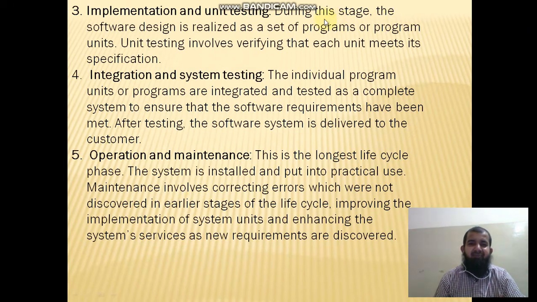During this stage, implementation and unit testing, the software design is realized as a set of programs or program units. By using programming languages like Java, .NET, or any other programming language, you write the code. Unit testing involves verifying that each unit meets its specification.